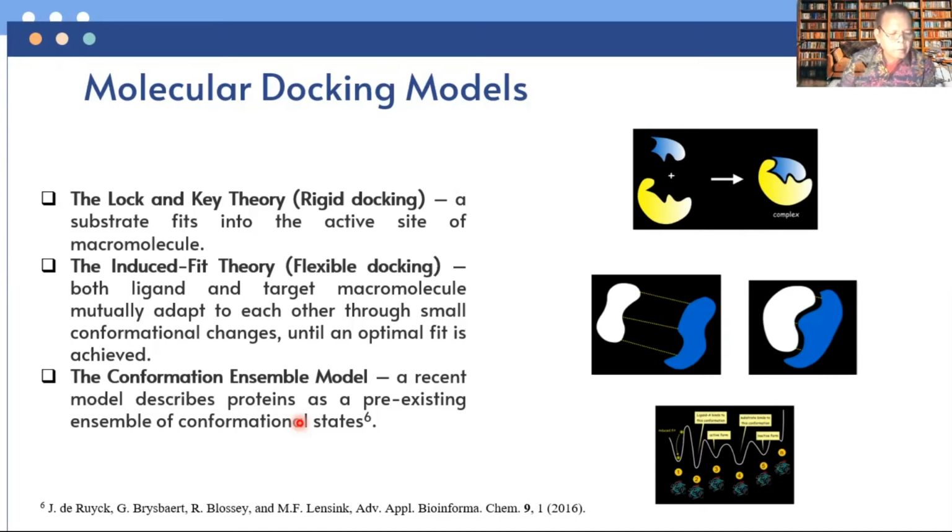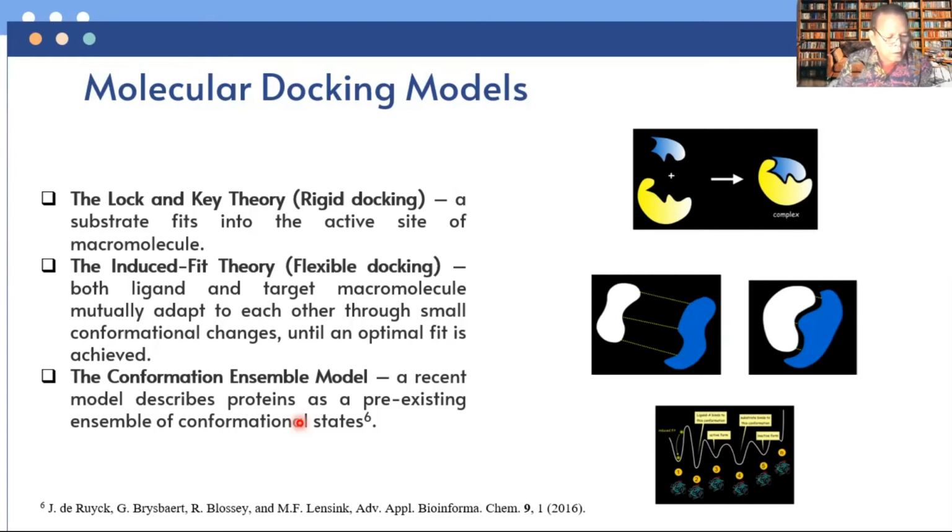Then the induced fit theory, or what we call flexible docking. Both ligand and target macromolecule mutually adapt to each other through a small conformational change until an optimal fit is achieved. Conformations of each molecule are generated on the fly by a search algorithm during the docking process. The algorithm can avoid considering conformations that do not fit.